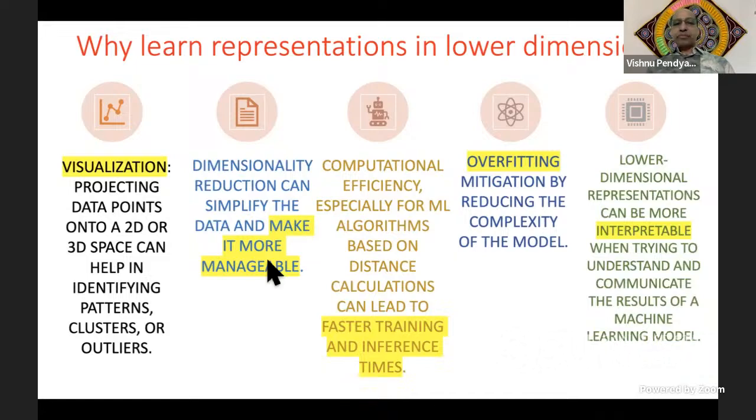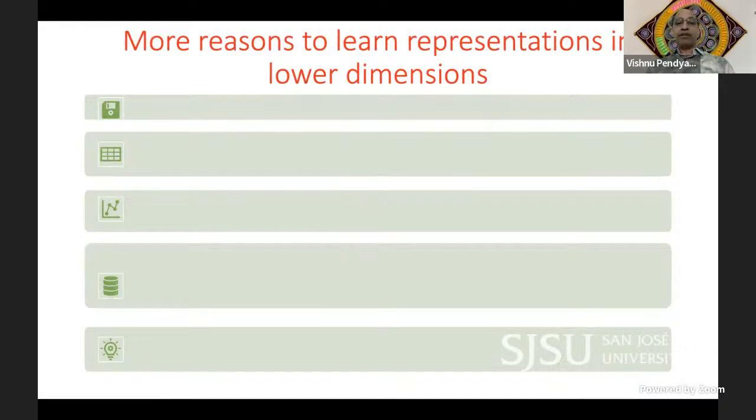And another great advantage of representing data in lower dimensions is making the data more interpretable, right? So we can draw conclusions from data. We can interpret the data and then make some conclusions from the data. In fact, this point and the first point helped in the work that I presented at the recent conference. So visualization and interpreting the data play a vital role in drawing insights. So there are more reasons.